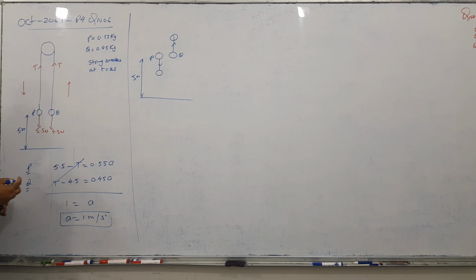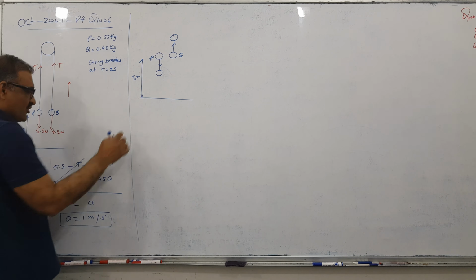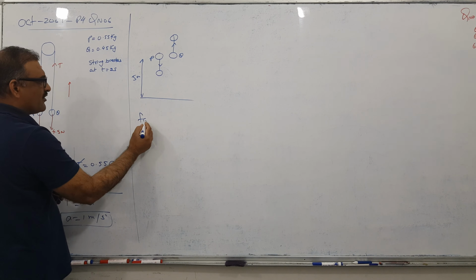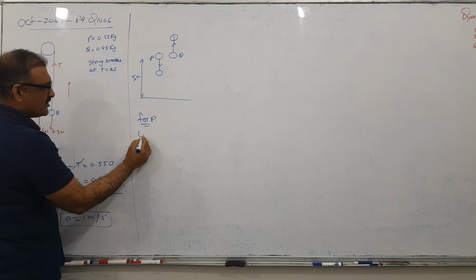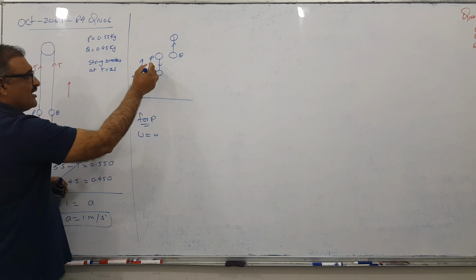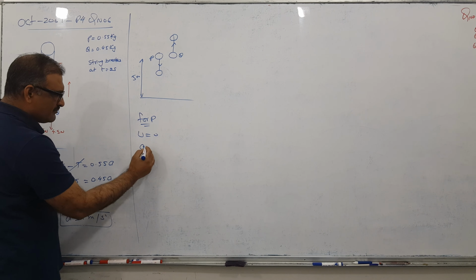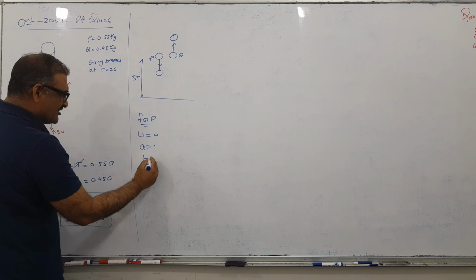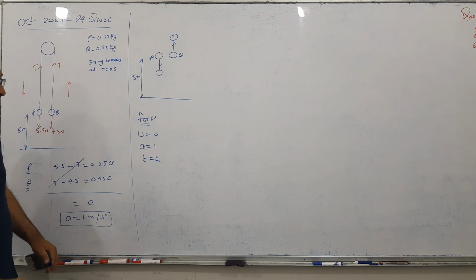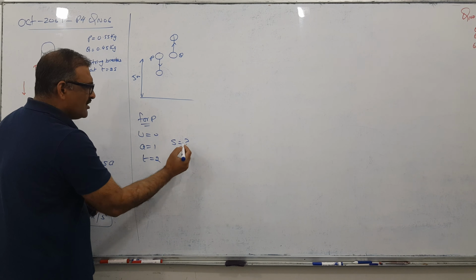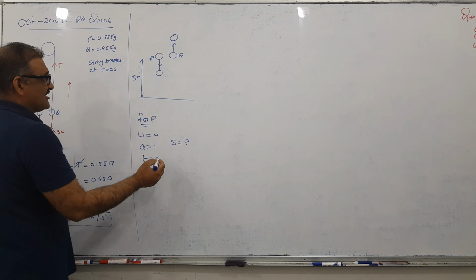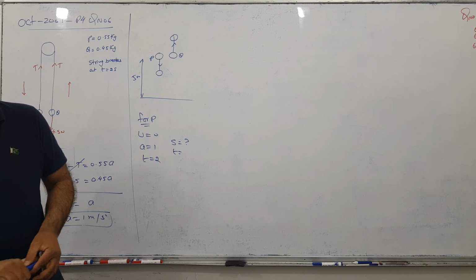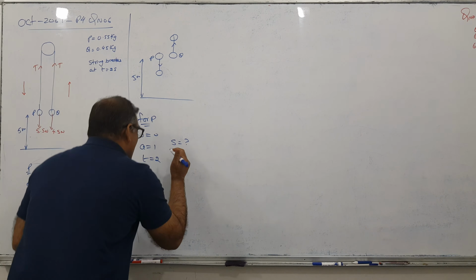So when the string breaks, naturally they are moving with the same acceleration. So let's talk about P. For P, U is 0 and acceleration is 1. And when the string breaks, the time is 2 seconds. So I want to find S, and I want to find the time as well. Time is required, speed is required. Let's see then what is required later on.